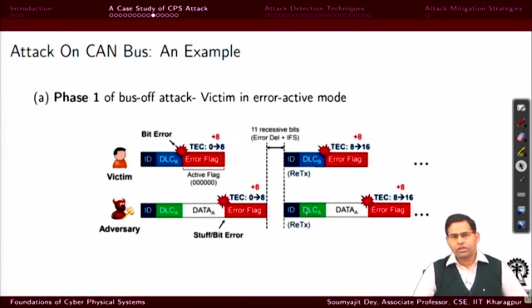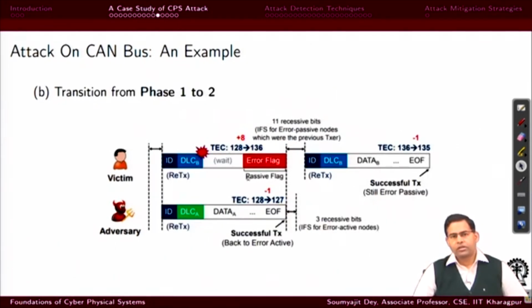I hope this process was clear. Earlier, it was increasing for everybody, but now, when it went from 128 to 136, the difference was that instead of an error active flag, the error passive flag came. Due to that, for the adversary there was no increase of +8, because it could successfully transmit. So it actually had a decrease to 127, but then the victim went to the retransmission mode, and that was also successful, and it decreased to 135. But that does not clear the problem.